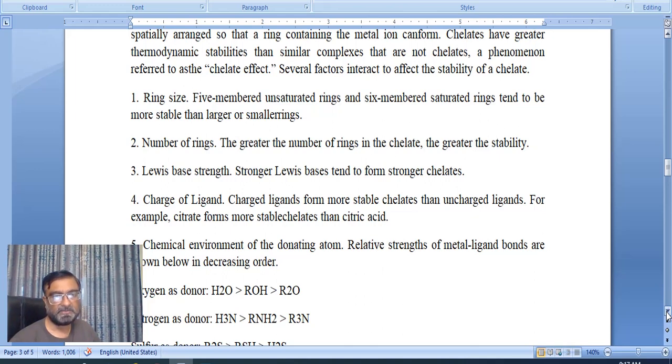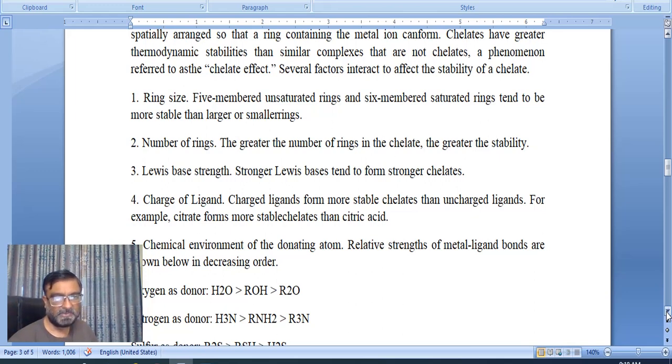Number 3, Lewis base strength. Stronger Lewis bases tend to form stronger chelates. Number 4, charge of ligands. Charged ligands form more stable chelates than uncharged ligands. For example, citrate forms more stable chelates than citric acid. So if it is available in the citrate form, it will make more stable chelates.